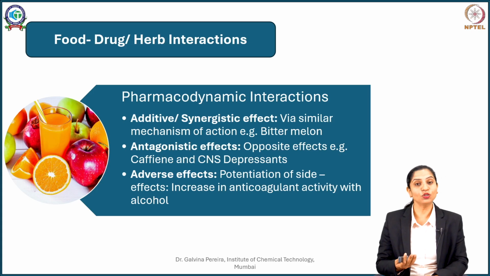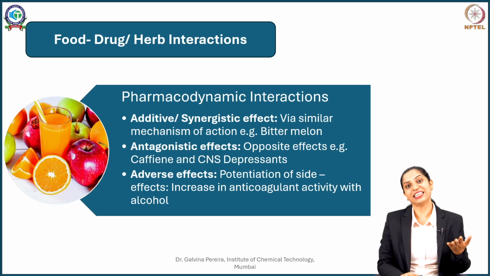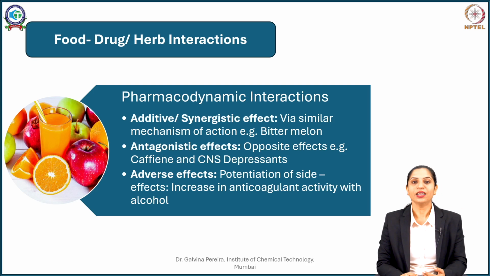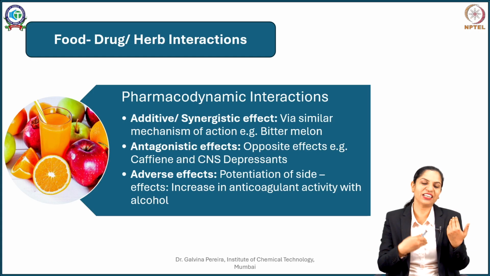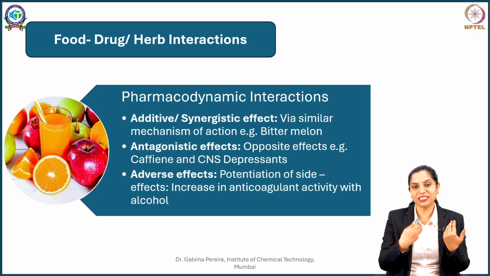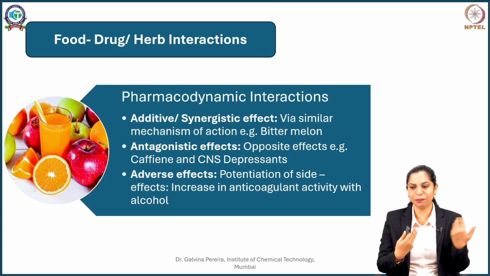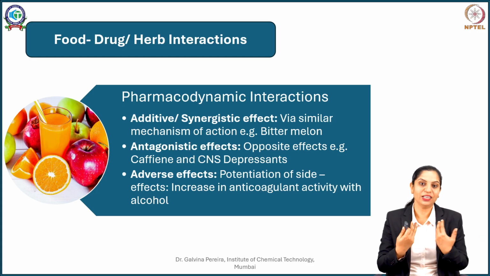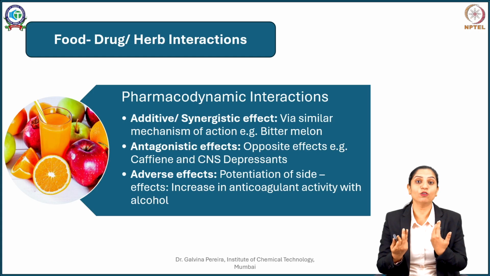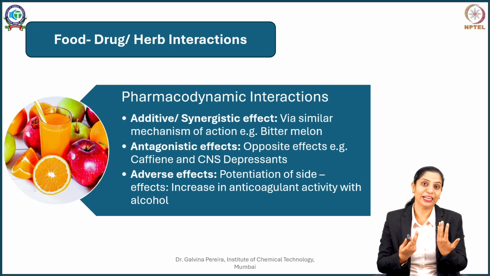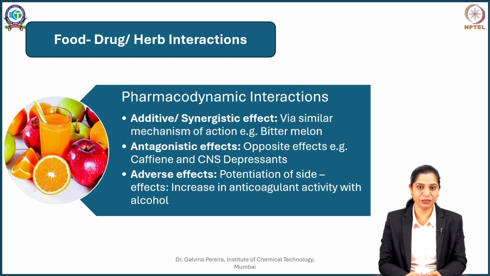Similarly, you might consume foods such as coffee or tea which contain caffeine, and we all know that caffeine has a CNS stimulant effect. Now combine it with something like a sedative. I want to sleep, I am not getting sleep, so I am taking a sedative so that I can get a good sleep. At the same time, I am drinking coffee. The effects of coffee and those sedatives are going to be antagonistic. Sedatives are going to put me to sleep, coffee is going to wake me up, and therefore there is good antagonism happening.